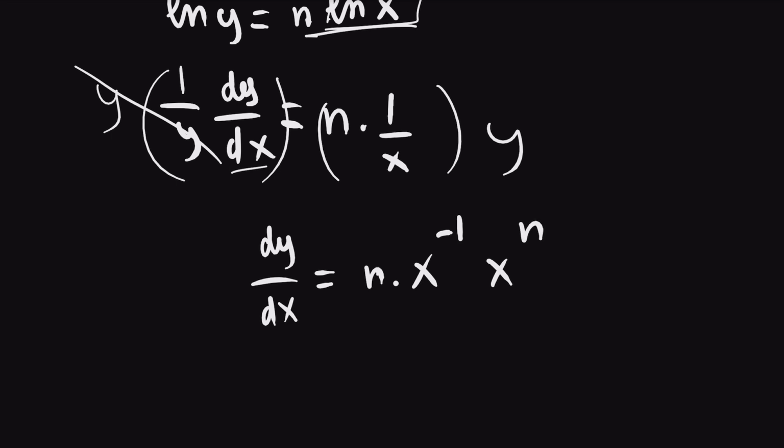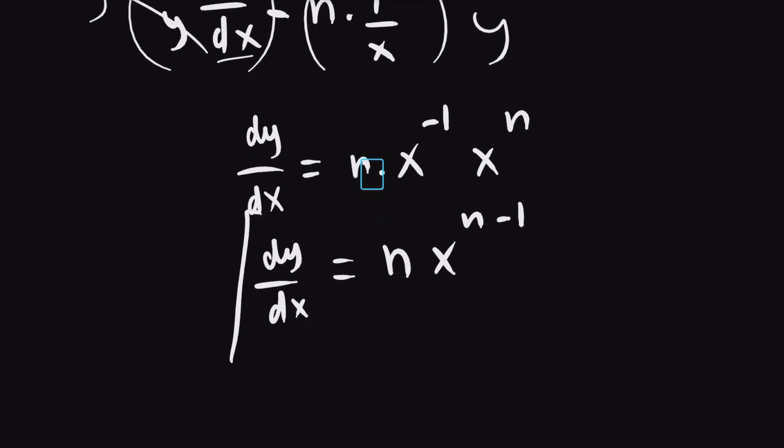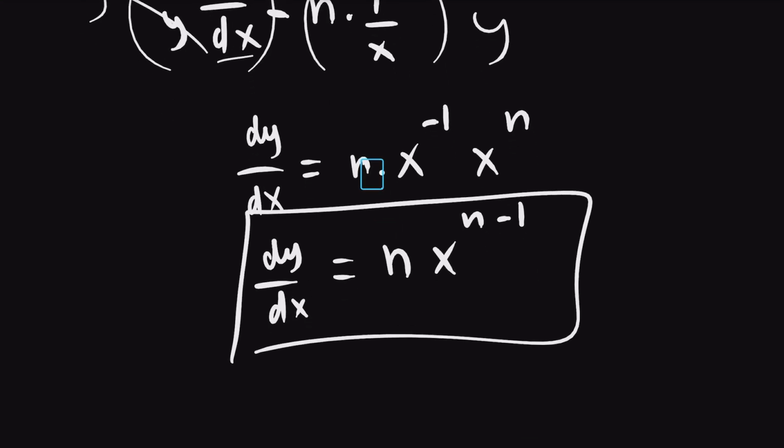And then we can simplify this further. x to the negative 1 times x to the n will be x to the n minus 1. So what we have is dy dx is equal to n times x to the n minus 1. And this right here is how we derive the power rule.